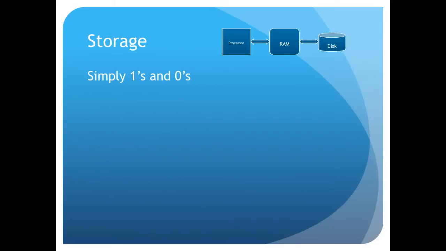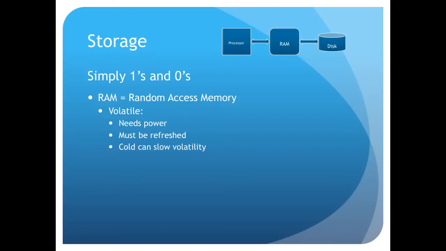All right, so let's talk a little bit more about storage. Again, it's just a bunch of ones and zeros. I've already mentioned random access memory is volatile. That means it needs power. It actually has to be refreshed. And cold can actually slow volatility. So there are tricks that can be played if you want to grab information that's in RAM.